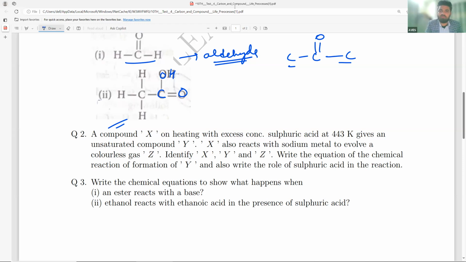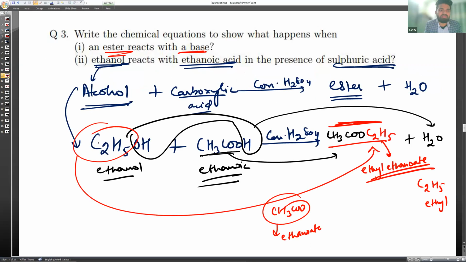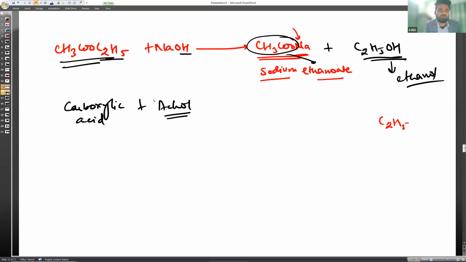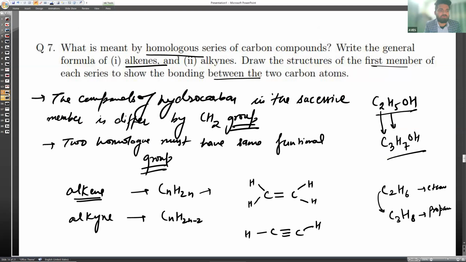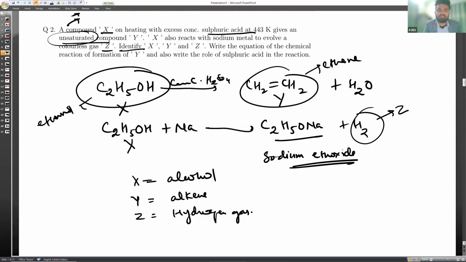Okay, let's talk. Because it is not specifically mentioned to you, it can be propanol, it can be butanol, it can be anything. Are you getting my point? So here, if I talk about this one, since it is exclusively mentioned, you can explain it by using this one.